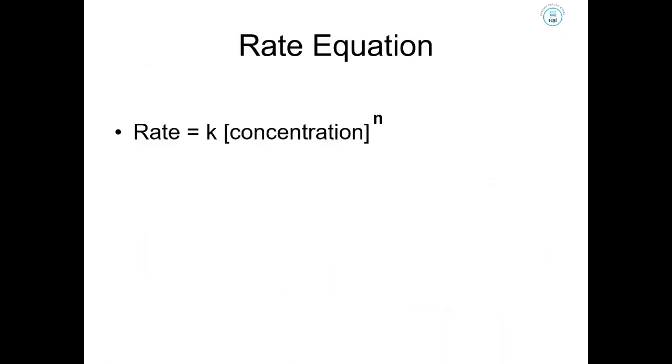The effect of a catalyst then on the rate equation, they increase the value of K, right? So they make this value bigger. It's called the rate constant. And as I say, do not worry about the rate constant till year 13.